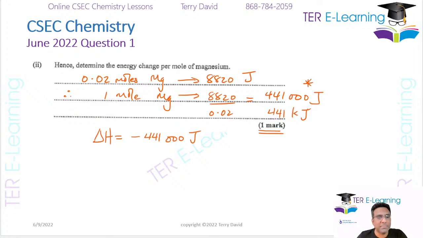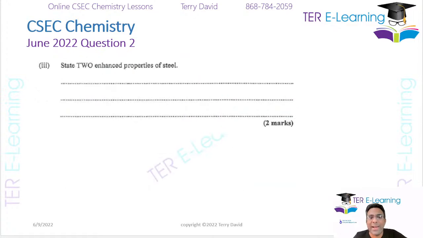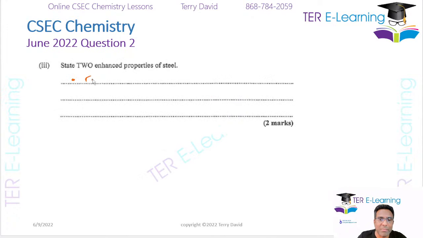All right, back to this. This is what I would have said here. The next thing: state two enhanced properties of steel. Well, I would go back to my examples and from there I can say something about it. The enhanced properties are that it is a little more resistant to corrosion, when compared to pure iron, and that it is stronger. That's why we use steel in the manufacture of cars and in the manufacture of buildings. That's what we're using steel for.